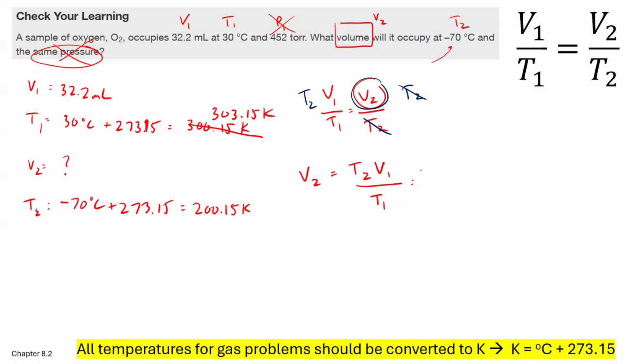So here we have T2 is 200.15 Kelvin. V1 is 32.2 mils. On the bottom is T1, which is 303.15 Kelvin. Let's do our units first, I always like doing this first. Kelvin cancels out. We're left with milliliters. So let's write milliliters here, and let's do the math now.